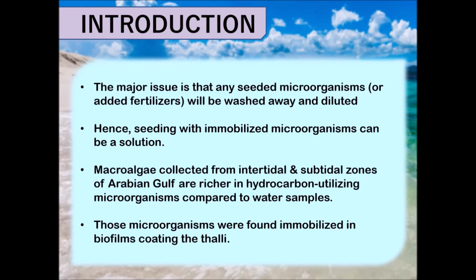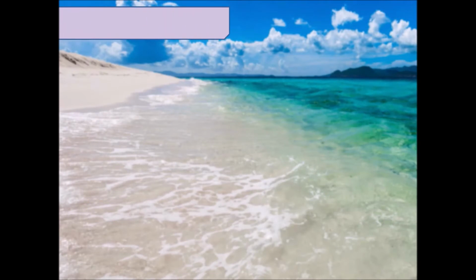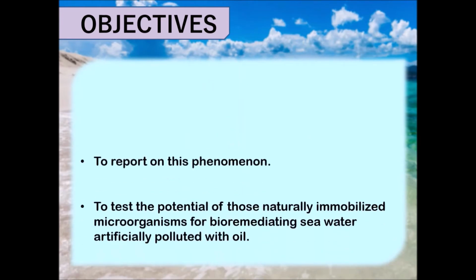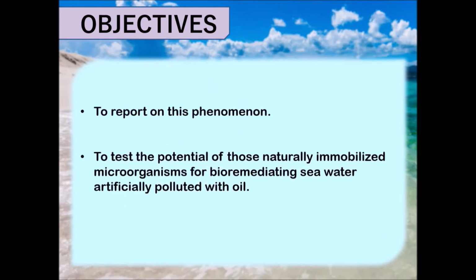Through this research, they also found out that macroalgae collected from intertidal and subtidal zones of the Arabian Gulf are richer in hydrocarbon-utilizing microorganisms compared to water samples. Those microorganisms were found immobilized in biofilms coating the thalli. The objective of this study is to report on this phenomenon and also to test the potential of those naturally immobilized microorganisms for bioremediating seawater artificially polluted with oil.